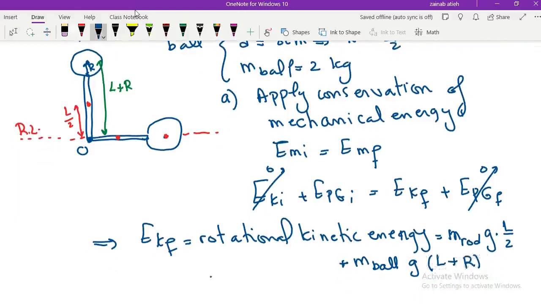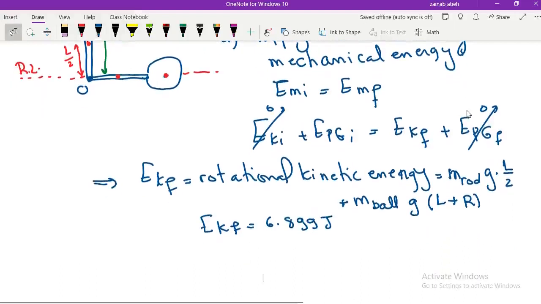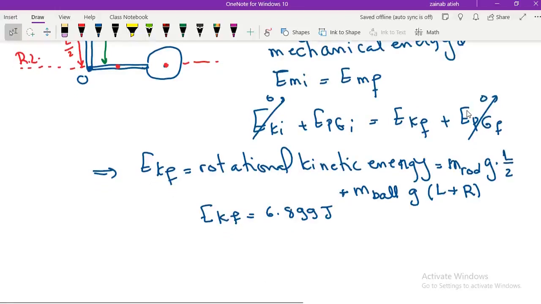I did it before, so it will give me EK final equals 6.899 joules. Now let me move to part B. Part B says, what is the angular speed of the rod and the ball? I have to find the angular speed. Remember that in the case of rotation, all the particles have the same angular speed. So omega is the same for the rod and for the ball, because they are making the same angles at the same time. So omega is the same for the rod and the ball.